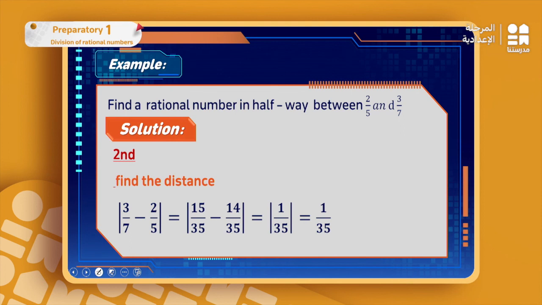To find the distance, we will subtract, inside the absolute value, 3 over 7 minus 2 over 5. Which case do we have? Same denominator, convert one to the other, or cross multiplication. So here we have 15 over 35, we are going to make cross multiplication. 15 over 35 minus 14 over 35, which is 1 over 35.